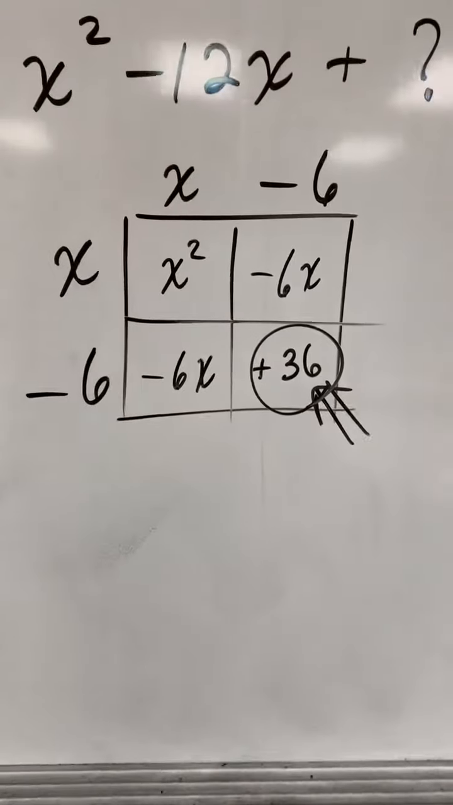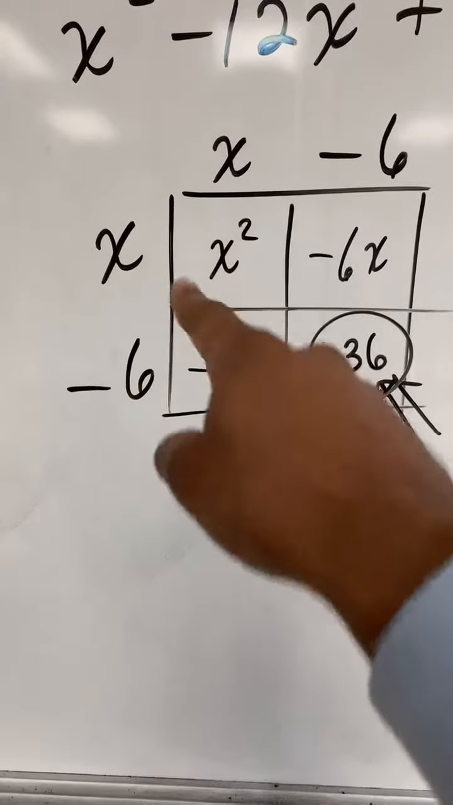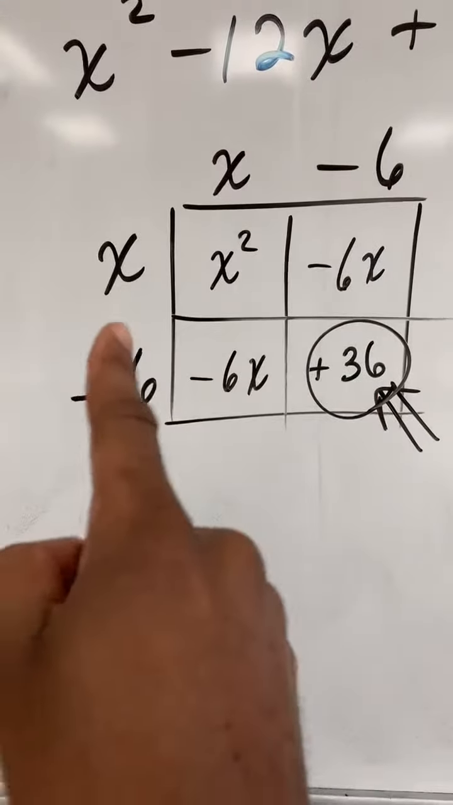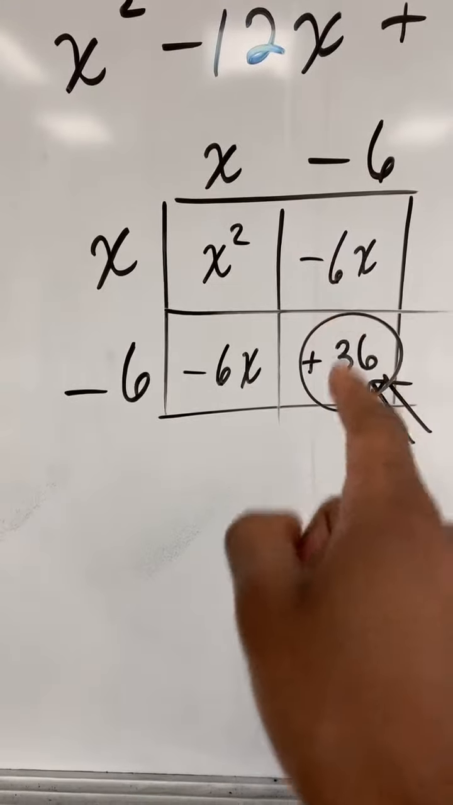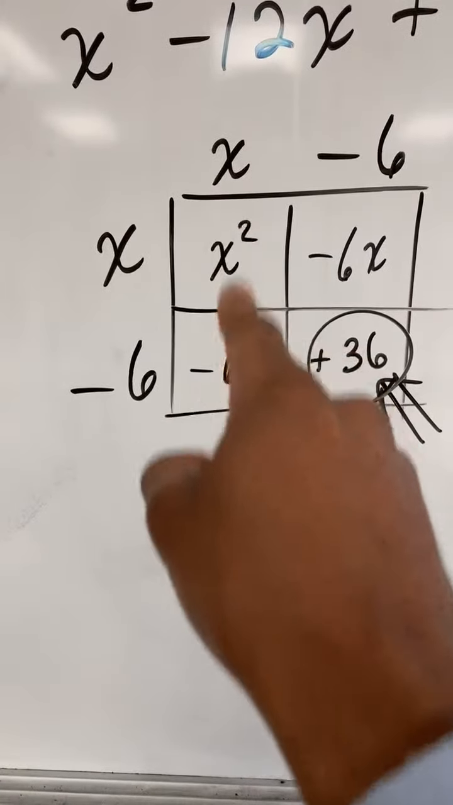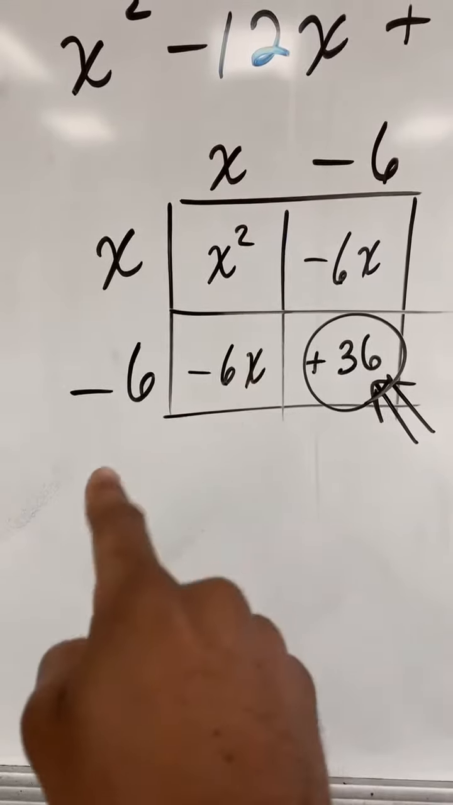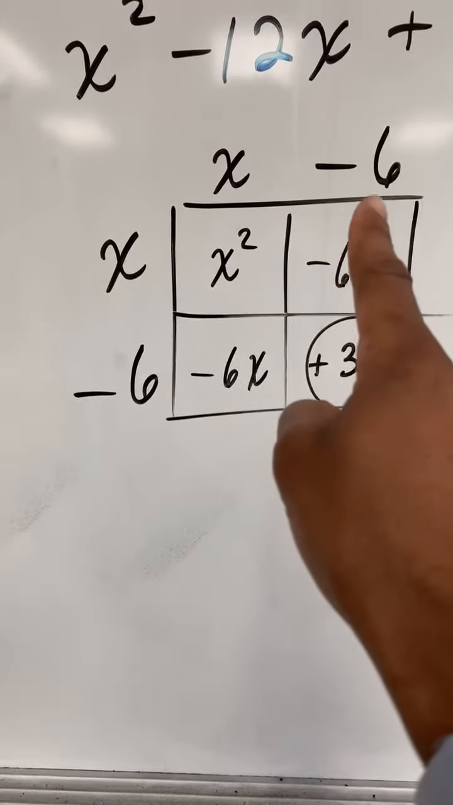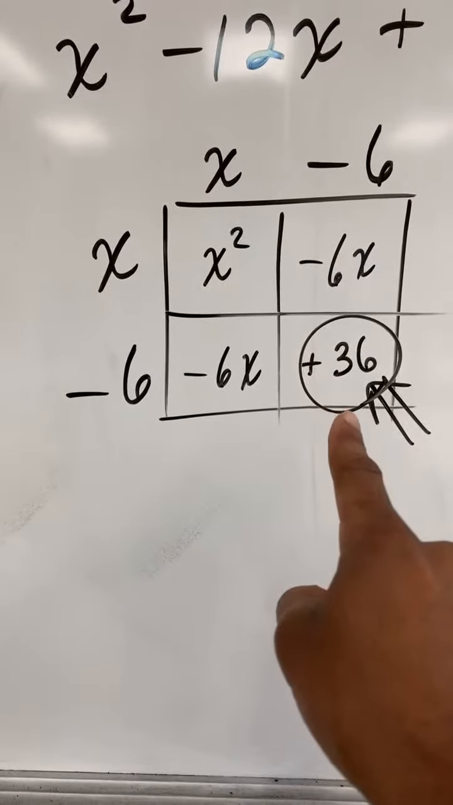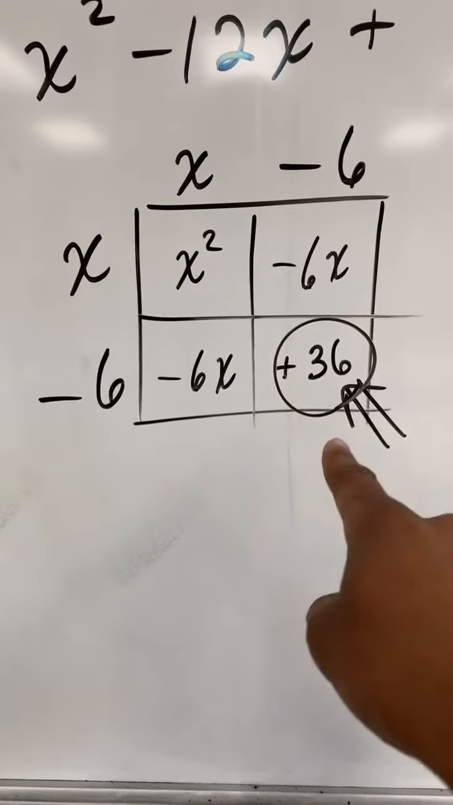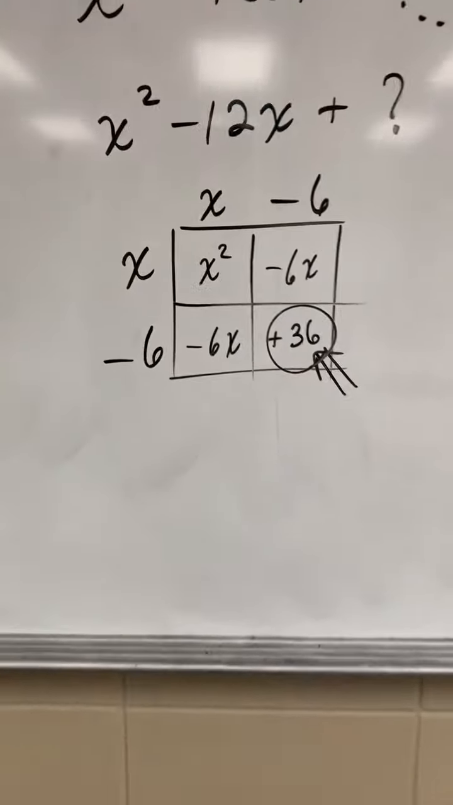All right, so here we go. X times x, there's my x to the second power. I have x times negative 6, that's my negative 6x. I have negative 6 times x, there's my negative 6x again. And remember, a negative 6 times a negative 6 is a positive 36. Complete the square. All right, so we completed it.